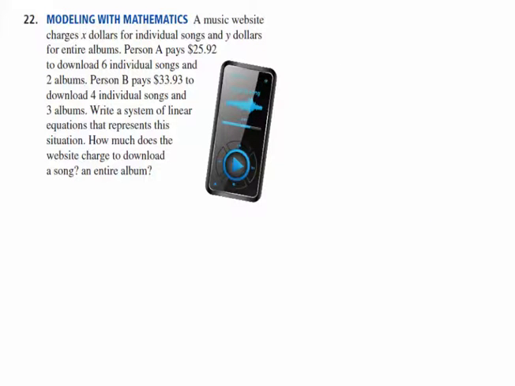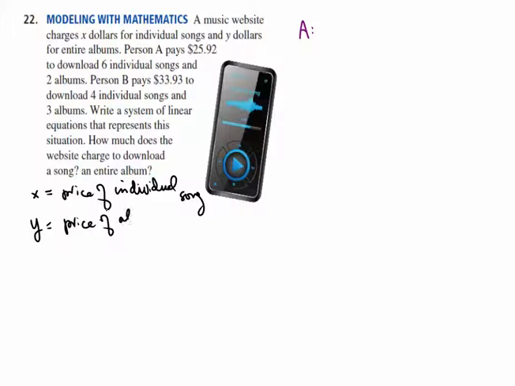Okay, so a music website charges X dollars for individual songs and Y dollars for entire albums. Person A pays $25.92. So what are we trying to figure out here? X equals price of individual song. Y is equal to price of album. And that's what we're trying to figure out.